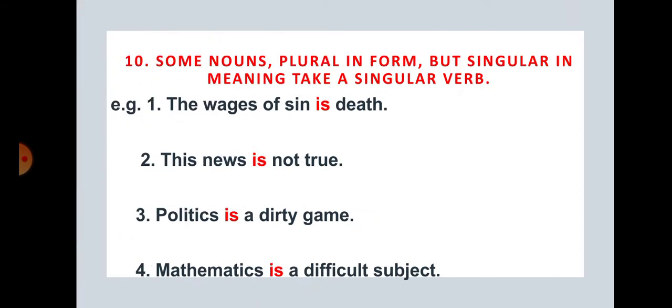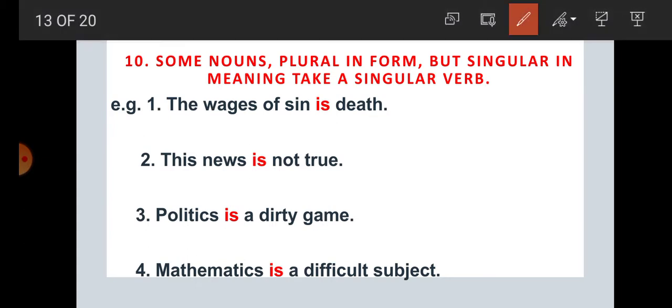Some nouns plural in form but singular in meaning take a singular verb. For example, students, the rule is very important here: some nouns are plural in form but singular in meaning. Their meanings are singular. That's why they take a singular verb. For example, the wages of sin is death.